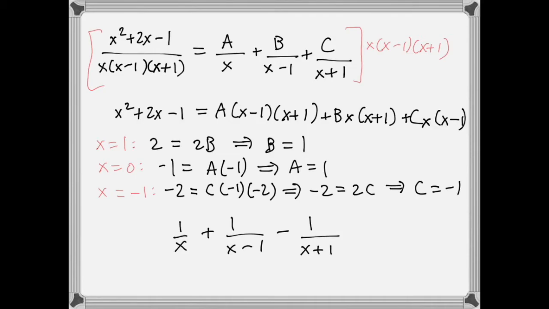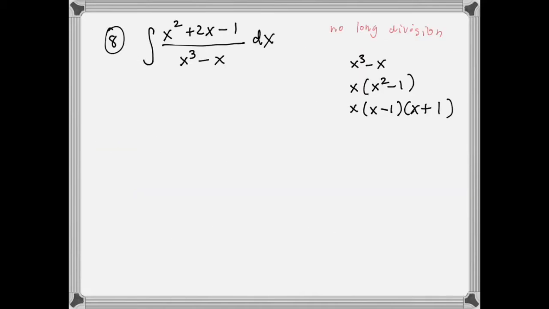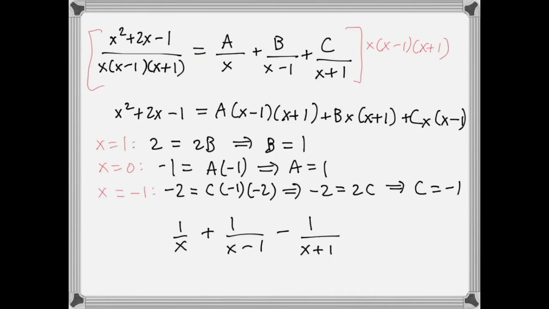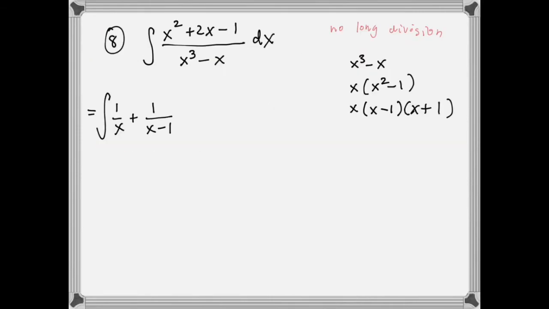Before we go ahead and integrate this, I want to point out that you can always use algebra to add these three things up and see if you get back to the original problem, right? You can always check that way. So let's write this down. We got 1 over x plus 1 over x minus 1, and then minus 1 over x plus 1.